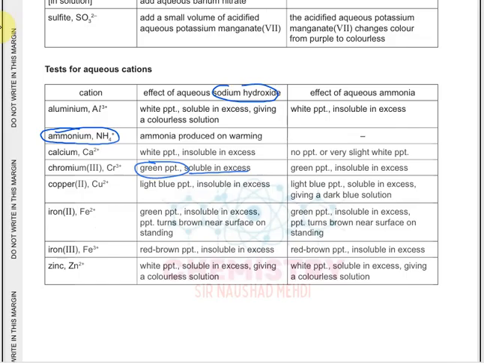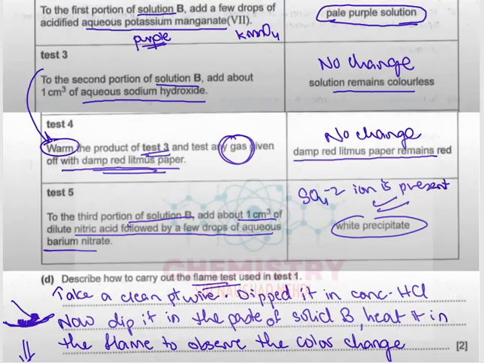So when ammonium ion is present in any of the solids, what happens is that after you add sodium hydroxide and warm it, ammonia gas is produced. That is what we are doing over here also. We added the sodium hydroxide in test number 3, and after adding it, we were warming it.